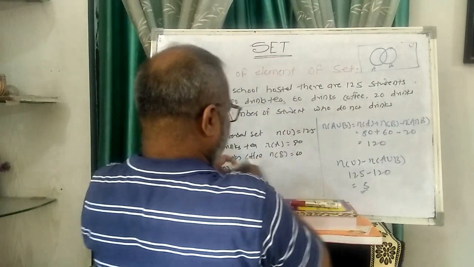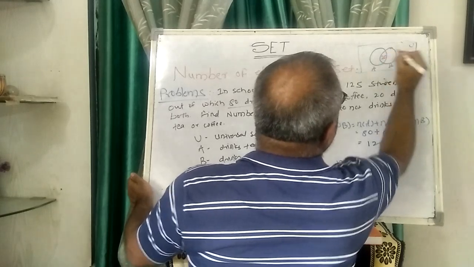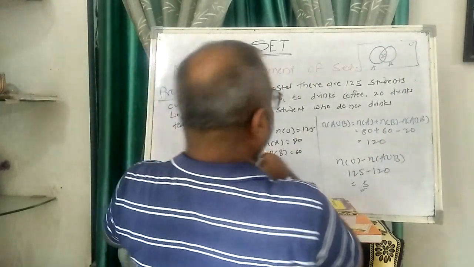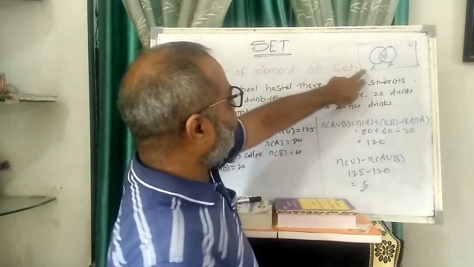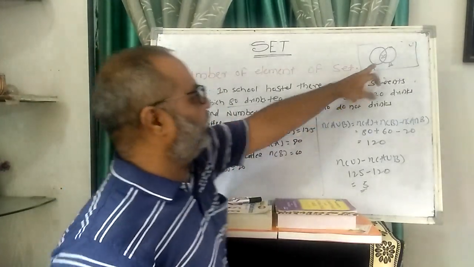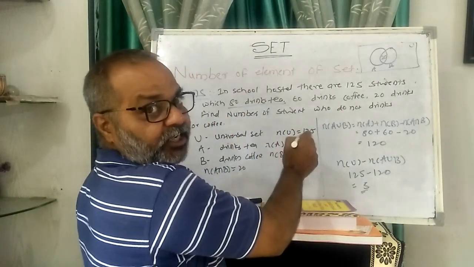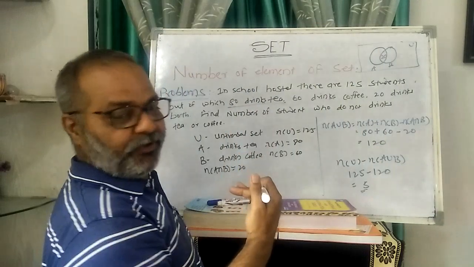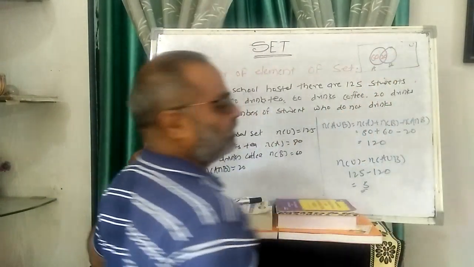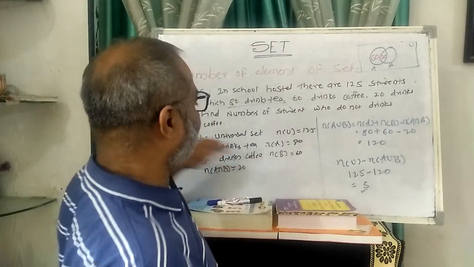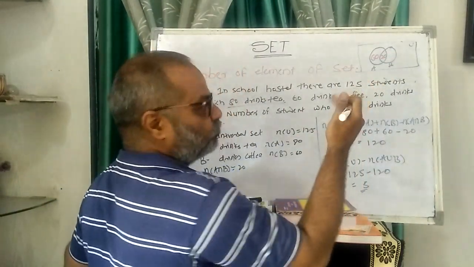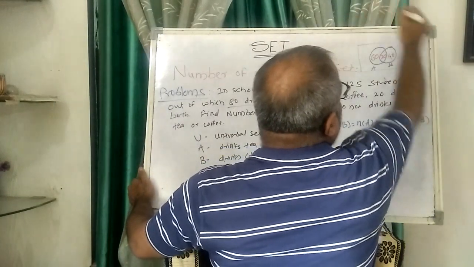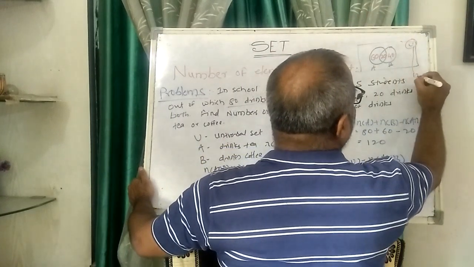I will change the pen to clarify. Here in the intersection is 20. Now who drinks tea? A. That means who remains? 20 is already here. So 80 students drink tea, but 20 are common, they drink tea as well as coffee. So only tea is 60. And who drinks only coffee? Here is 60, but the common part is 20, so that is 40.